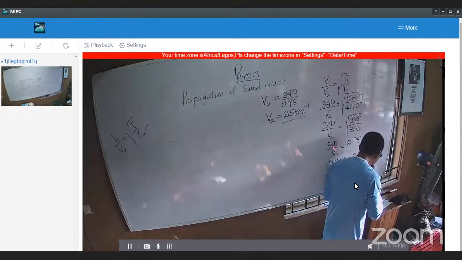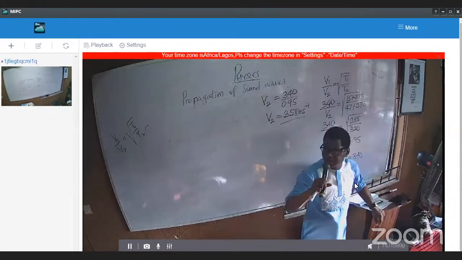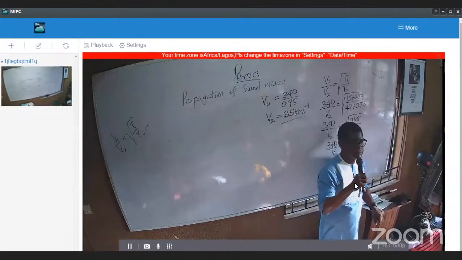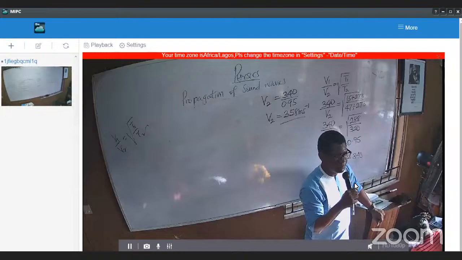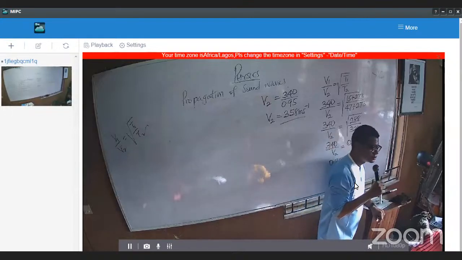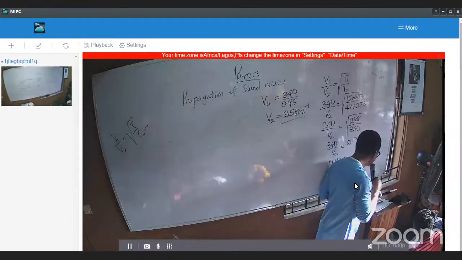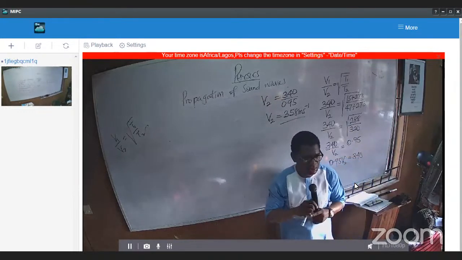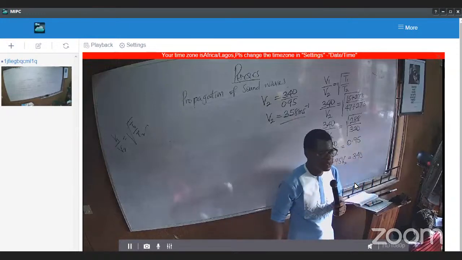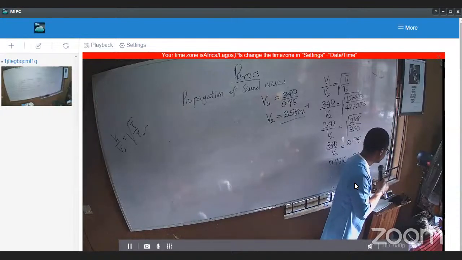Calculate her distance from the cliff. In brackets, speed of sound in air equals 320 meters per second. Class work, solve it.